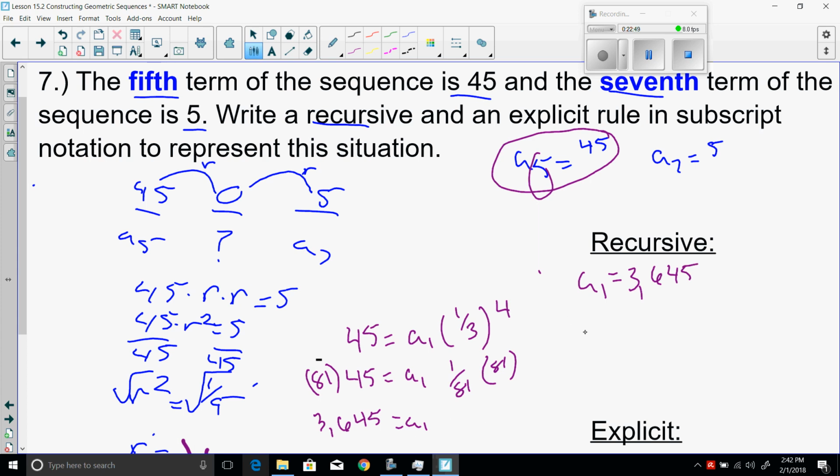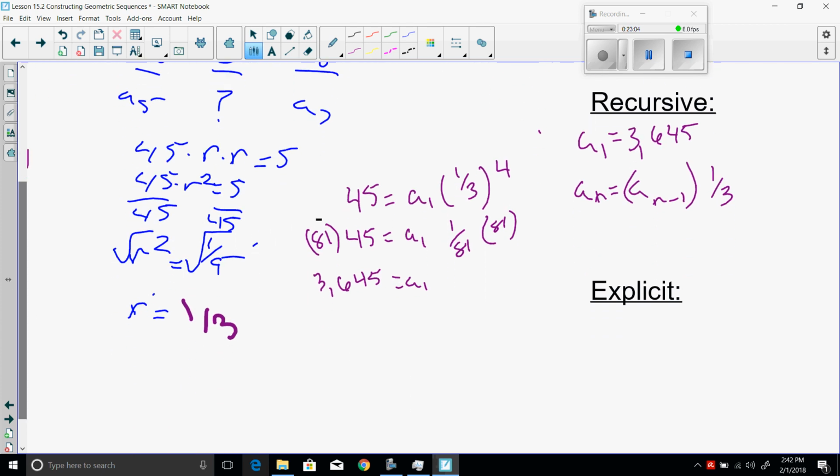3,645 is my first term, and then a sub n is equal to the previous term, a sub n minus 1, times that common ratio of 1/3. If I was going to write an explicit rule now, it would be a sub n, which is equal to that first term we just found, 3,645, times my common ratio, which is 1/3, to the n minus 1.